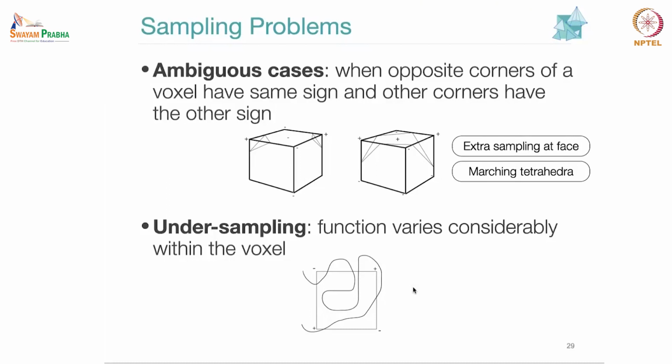Another problem with marching cubes is undersampling. If the function varied too quickly, the voxel will not capture it. This is a sampling problem, right? Remember, we said that we need to sample sufficiently. In this case, there was no sufficient sampling. So you don't know what your function is, and your surface will miss out on these details because you never sampled it, right? So these are the sampling problems associated with marching cubes.